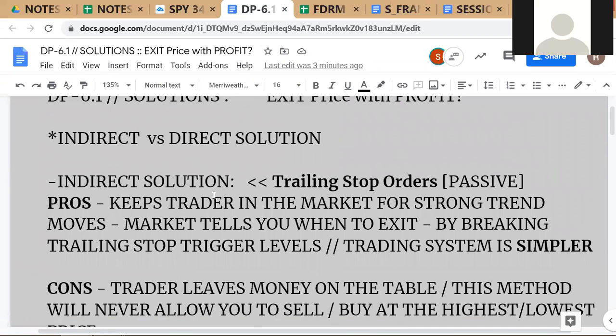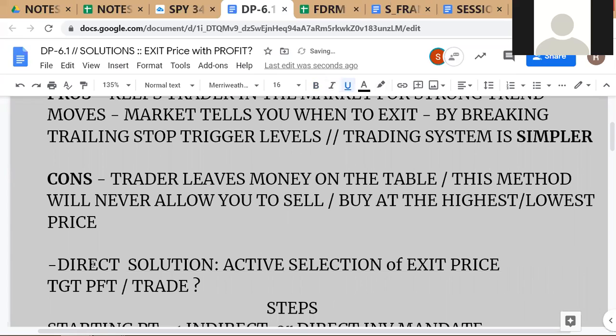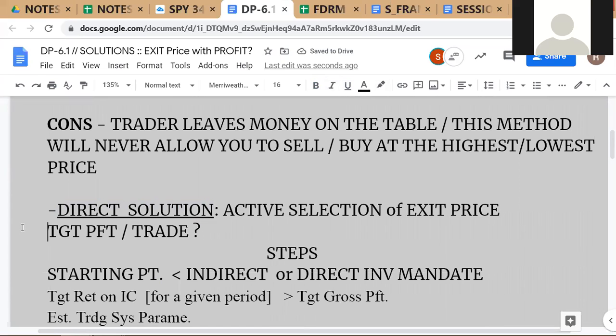So this is obviously using stop orders. Here in the indirect solution, we are using stop orders. We can put some highlight here. And for the direct solution, just to further elaborate on what Sachin was asking, we can actually do active selection of the exit price.